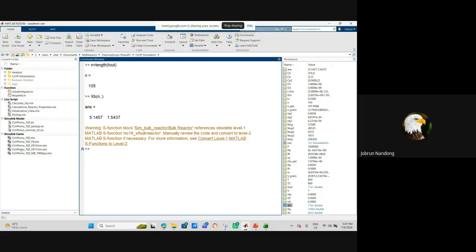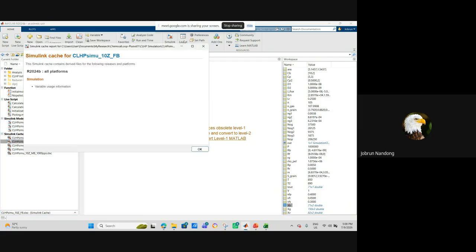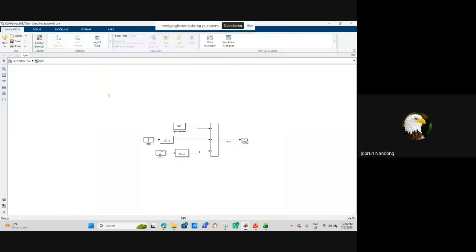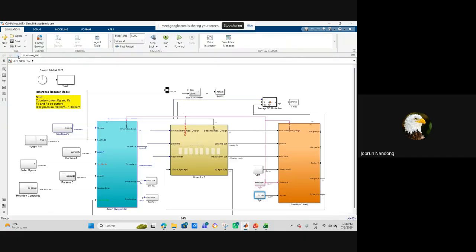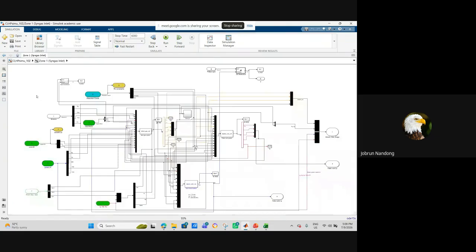So this one is the reducer. No, this one is the backup. This one. This one. Okay, this one just represents one section, right? This one is how it looks. Okay, this is what we have.